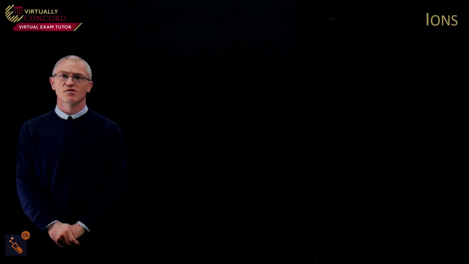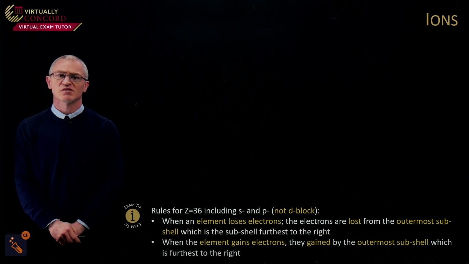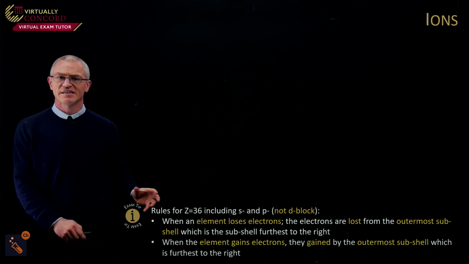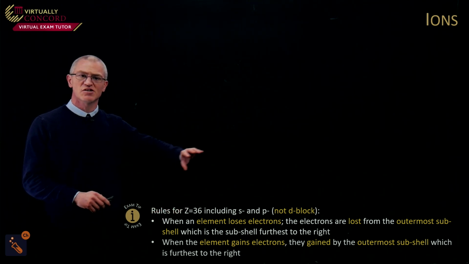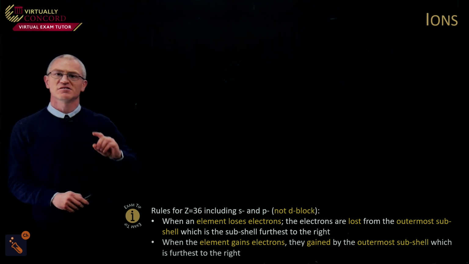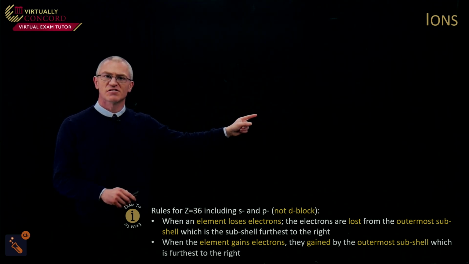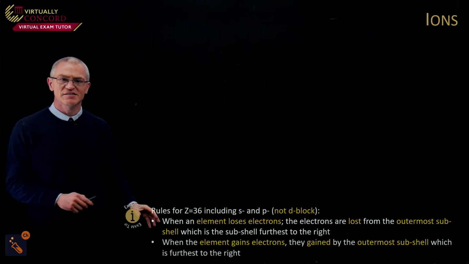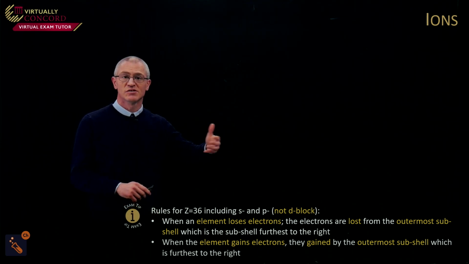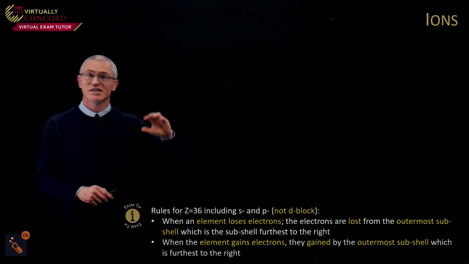We're now going to see how electron configuration changes when it comes to ions, either losing or gaining electrons. So let's look at the rules to start off with. So our exam tip here is to look at gaining or losing electrons in a certain way. So when an element loses electrons, the electrons are lost from the outermost shell, which is the subshell furthermost to the right. Okay, so when we draw them, I'll show you that. When the element gains electrons, it's gained by the outermost subshell, which is further to the right.